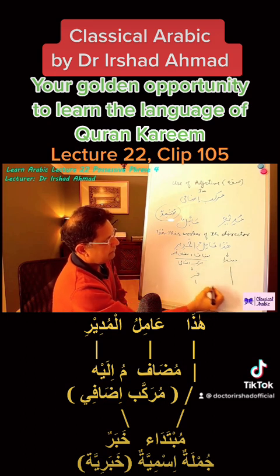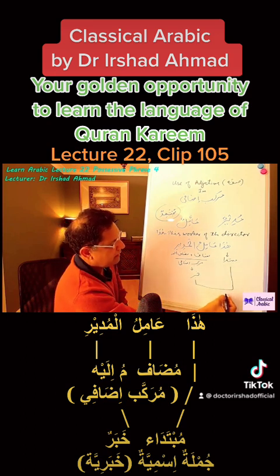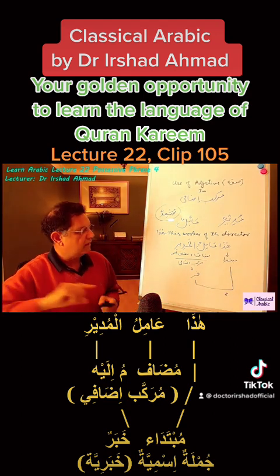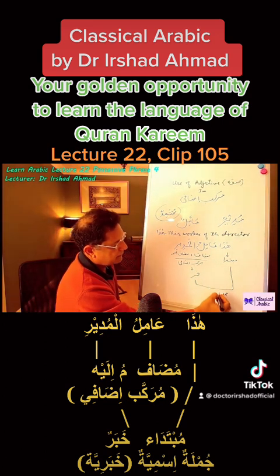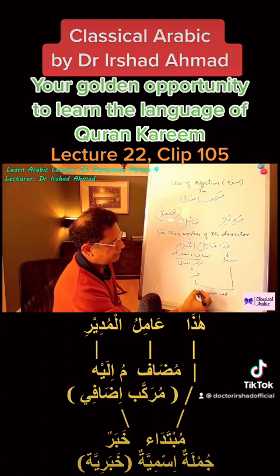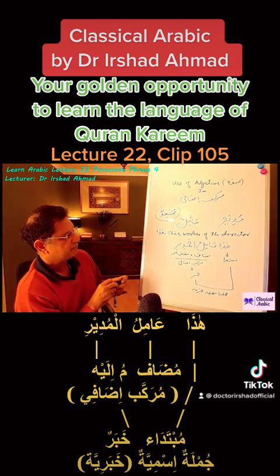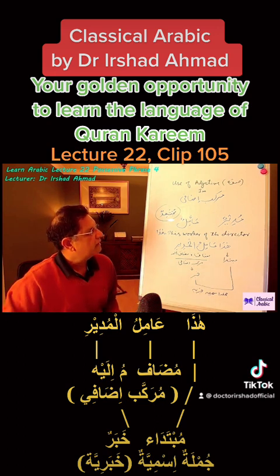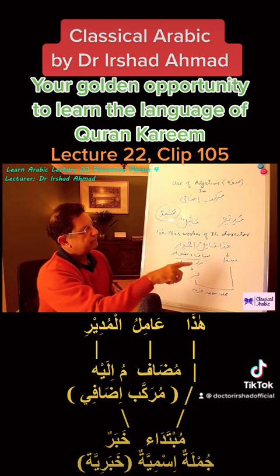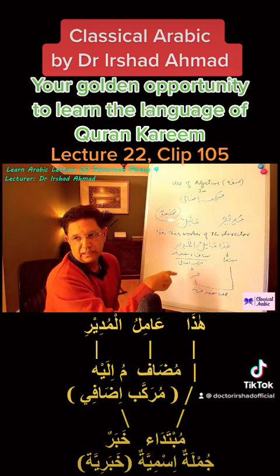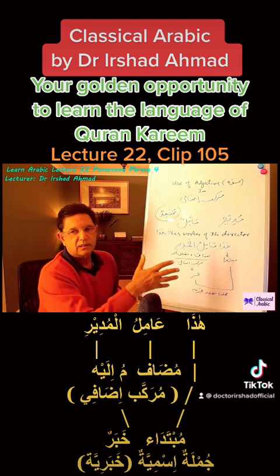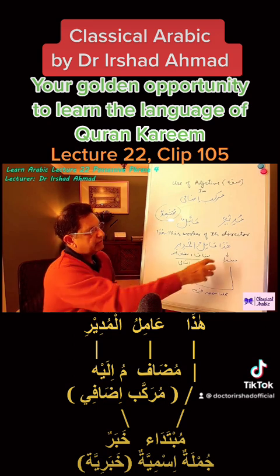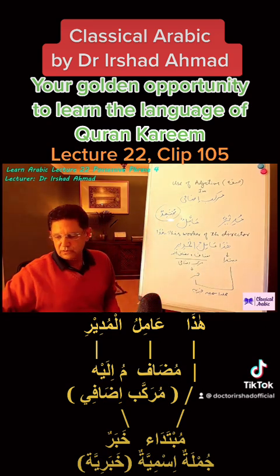Mubtada and khabar will combine to make jumla ismiya. So this will be our jumla ismiya khabariya, and the translation will be, this is the worker of the director. So that will be our translation. So this will become a sentence, a jumla. It will not remain a phrase. So we cannot really put haza here. So what choice do we have?